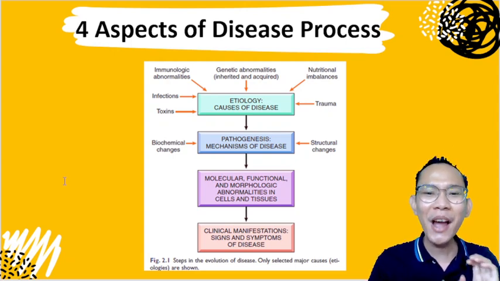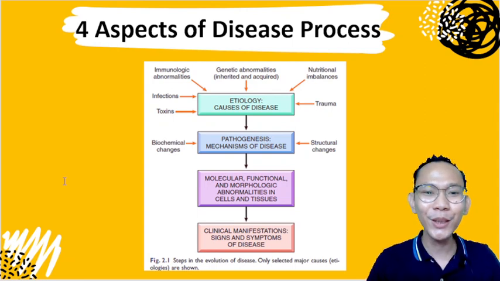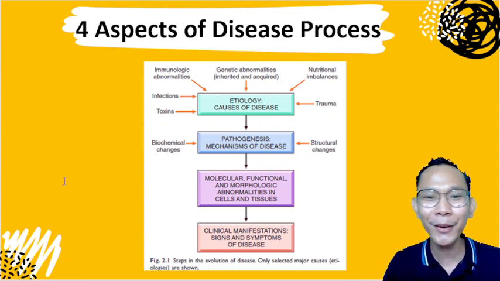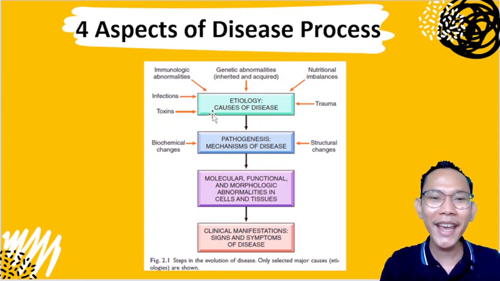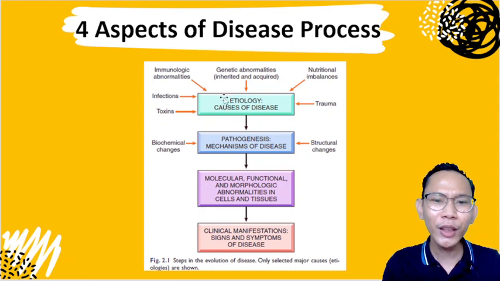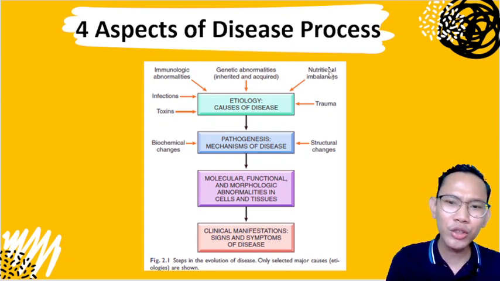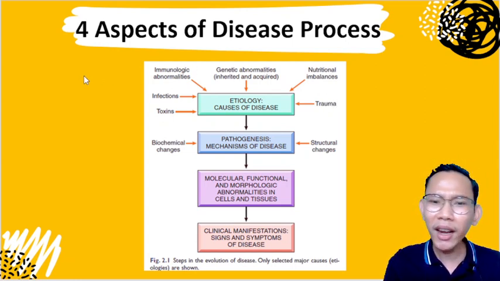Now, let's just have a review of everything that we discussed in the first part of our discussion. Grabe, first part pa lang. Pero, di ba, ang saya na. So, again, first, 4 aspects of disease process. Etiology or cause of disease, maraming etiology. Maraming causes: toxin, infection, immunologic, genetic, nutritional, trauma, and etc. A lot more. Because of this etiology, it will lead to your pathogenesis.